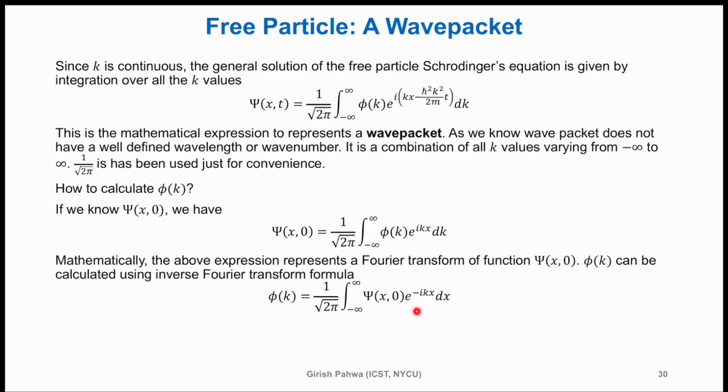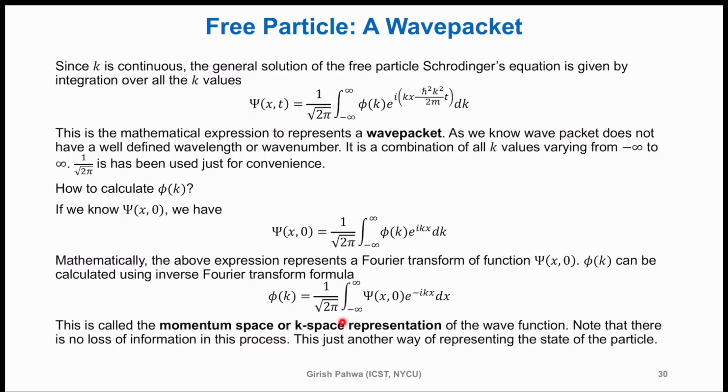So this is called the momentum space representation of the wave function. You are representing the same wave function, but not as a function of x, you are representing it as a function of k. Basically, you're talking about those coefficients. Why momentum space? Because k is basically momentum, p is equal to h bar k. Momentum space representation or k space representation both mean the same thing. Information is not lost. It's another way of representing the same wave function.